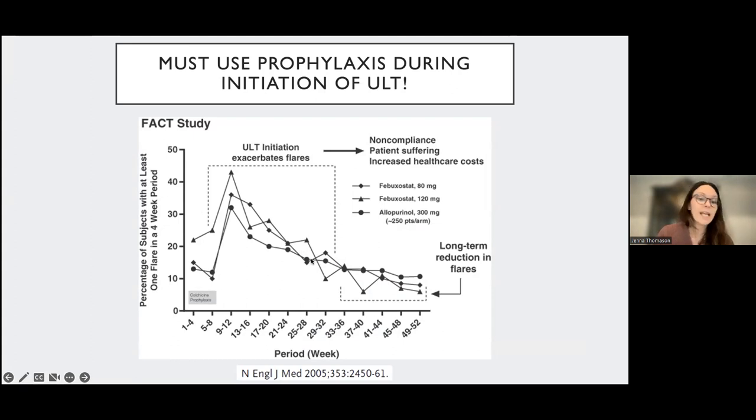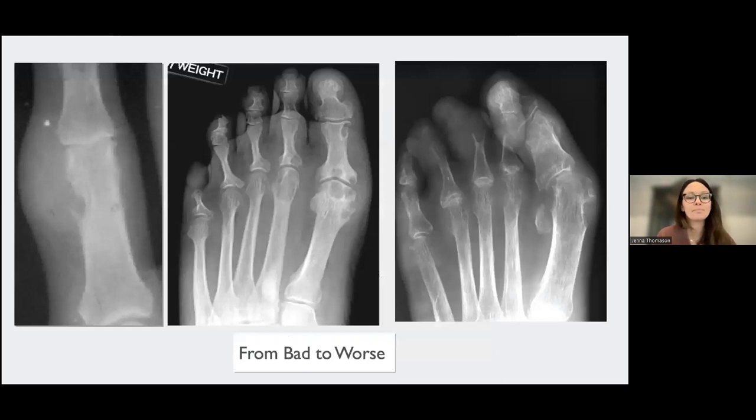And so again, without prophylaxis, your patient is going to say, this medicine is terrible. This medicine made me worse. And they're going to dislike the doctor that gave it to them. So don't forget to give your patients prophylaxis.